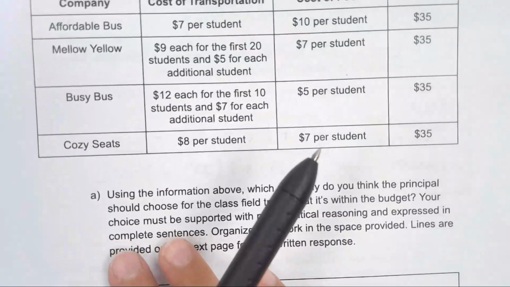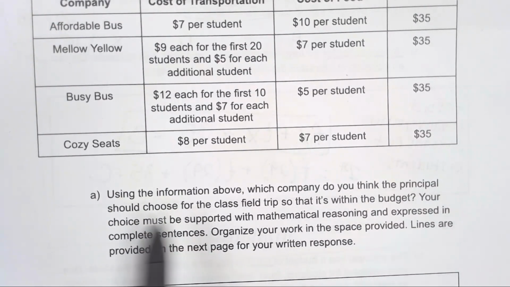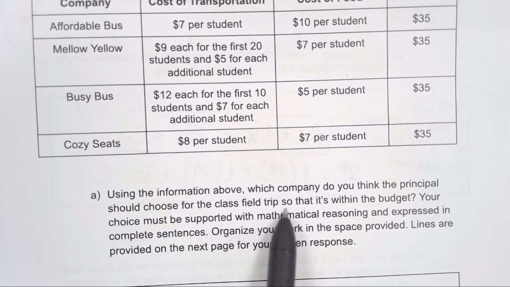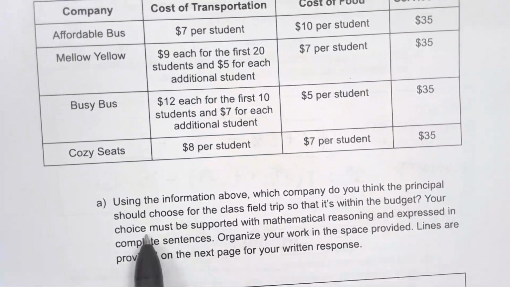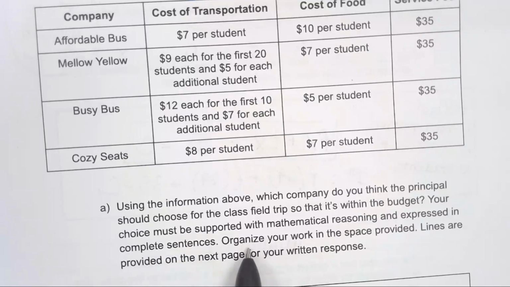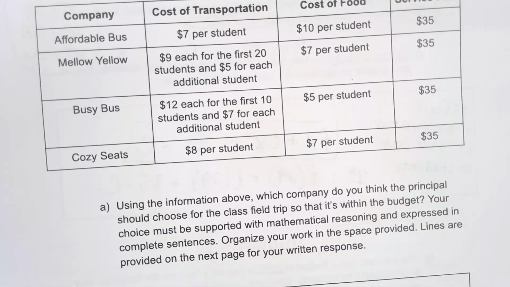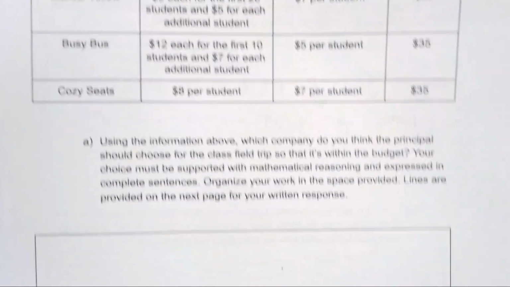So Part A down here for number 2, using the information above, which company do you think the principal should choose for the class field trip so that it's within the budget? Your choice must be supported with mathematical reasoning and expressed in complete sentences. Organize your work in the space provided. Lines are provided on the next page for your written response.